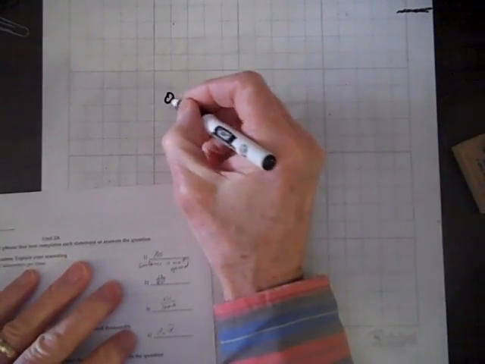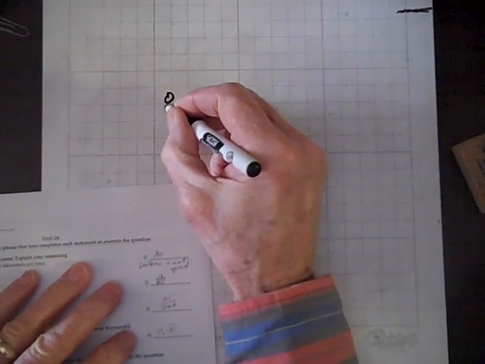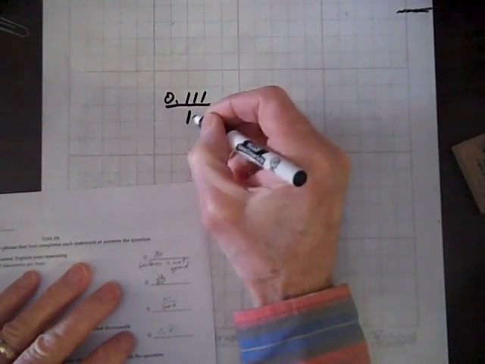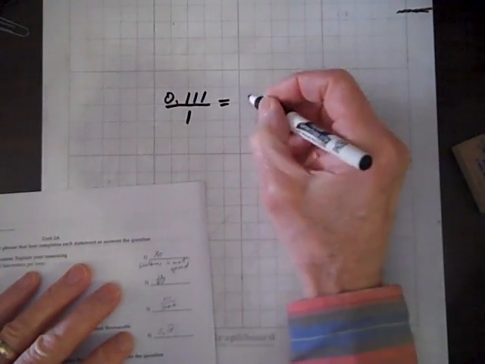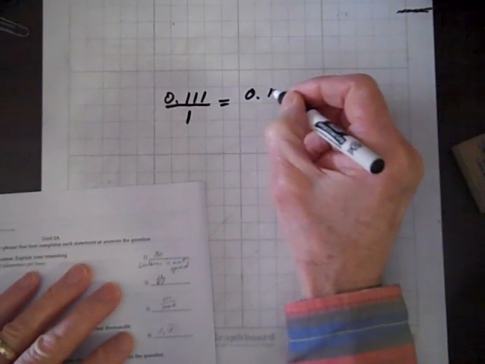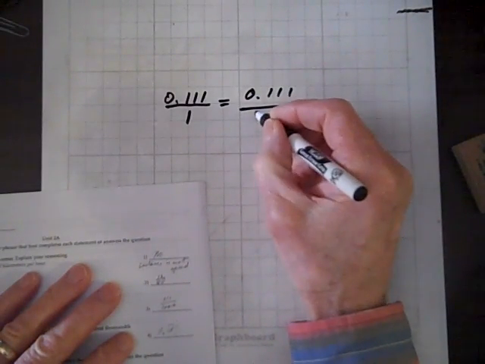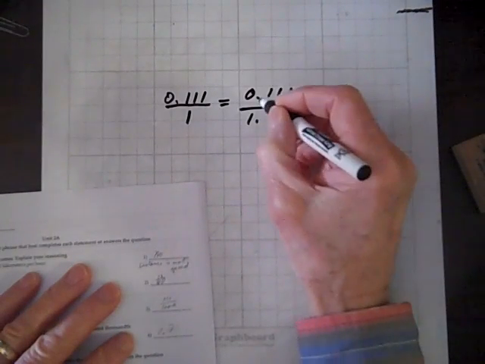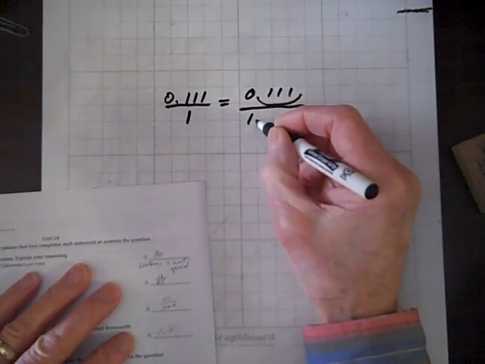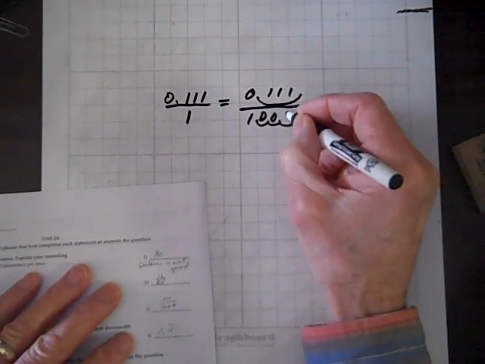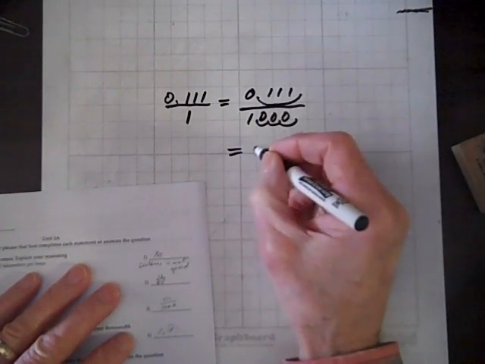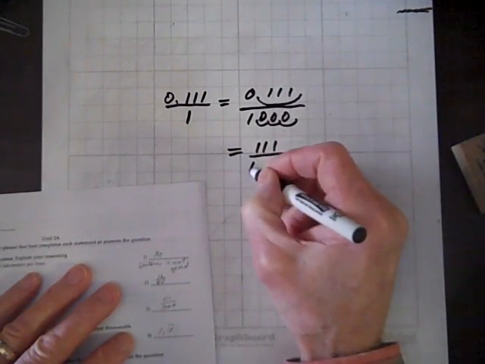Oh, okay, so we have 0.111, and that's over 1. It doesn't show it, the one's understood. But if we move this decimal over 3 places, 0.111, then we have to move this decimal over 3 places. So 1, 2, 3, and 1, 2, 3. Replace in each of those troughs. We'll put a 0, and so that equals 111 over 1,000.